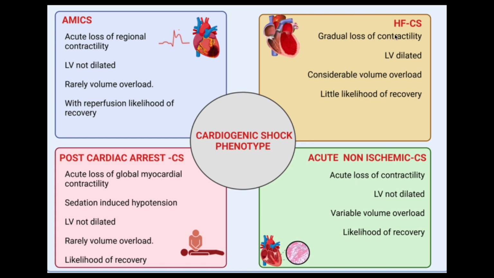Next, you can have something called decompensated heart failure, where the patient will have a history of gradual loss of contractility. The LV will be dilated over here, and there is considerable volume overload. In these cases, it's very unlikely that you're going to find any kind of improvement, but then you have to look for causes of this acute decompensation, and if at all find any method to temporarily bridge the patient to probably transplant.